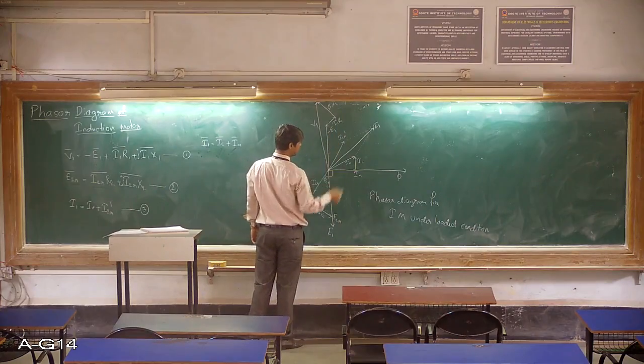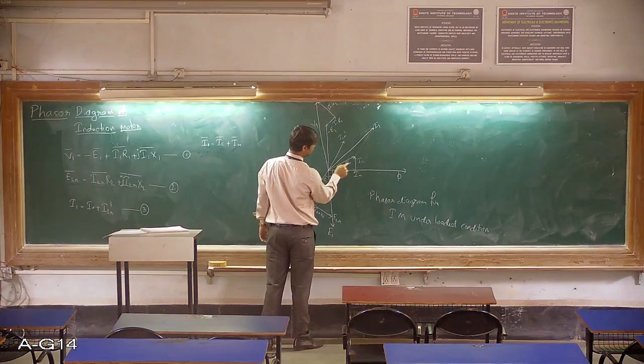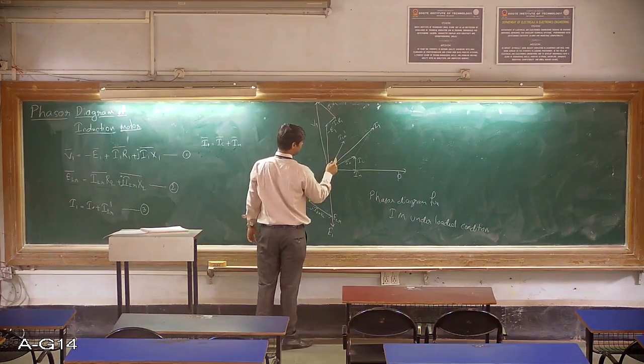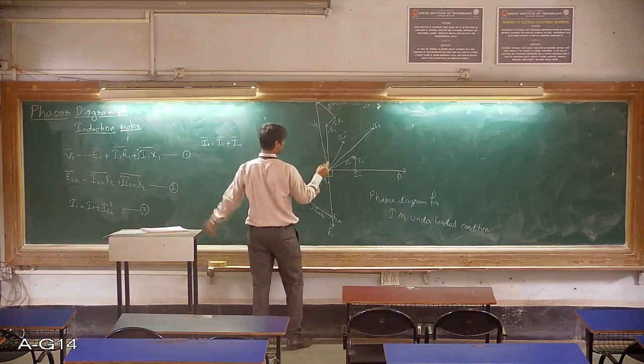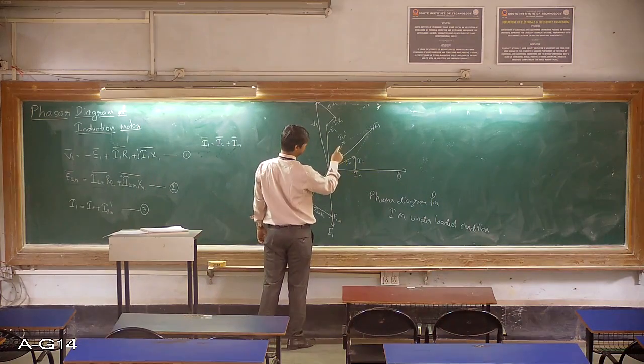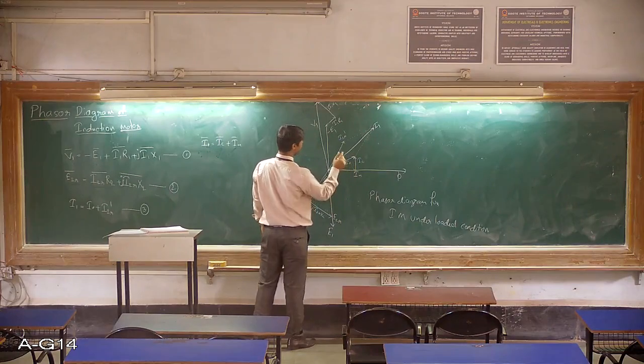Now this is I2R dash, and we also know that I0 is equal to Im plus Ic. Now one more equation, that is I1 is equal to I0 plus I2R dash. Here we have the I0, here we have the I2R dash. Phasor addition of these two will give us the I1.